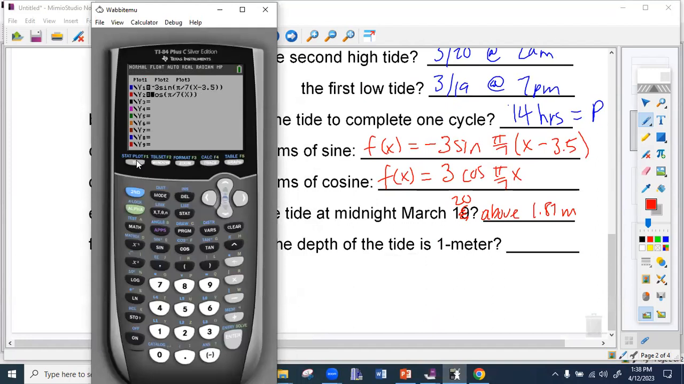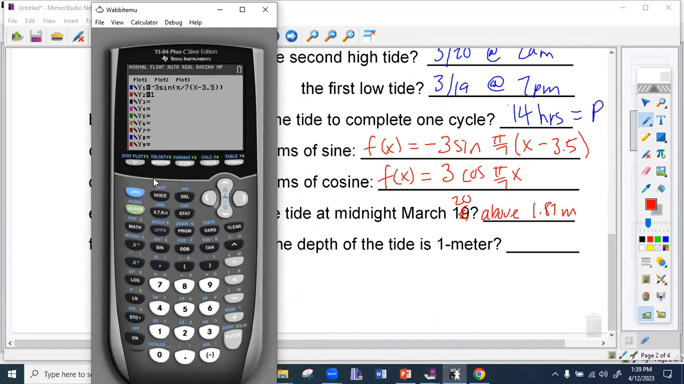So we're going to go to our calculator, and it works best if you only have one of the functions in. It doesn't matter which one you have in. So I'm just going to go ahead and delete my cosine one out. And in your second y, you're going to put the value that you want. And what value do we want? 1. We want to know when y equals 1.